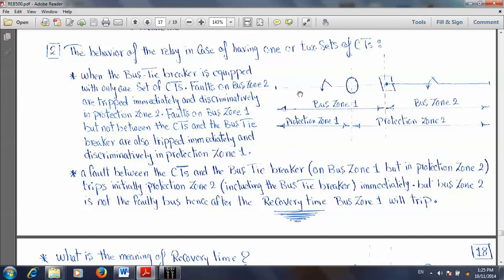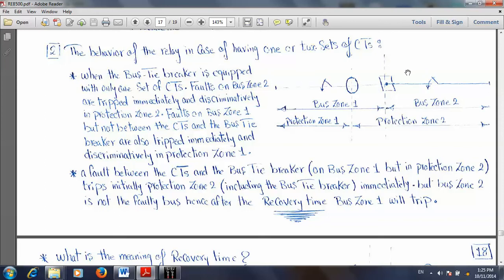In this case, bus zone 1 now will find there are currents going out from the feeders toward the bus bar and going to the fault without being stable with the bus section CT. In this case, bus zone 1 will also trip.